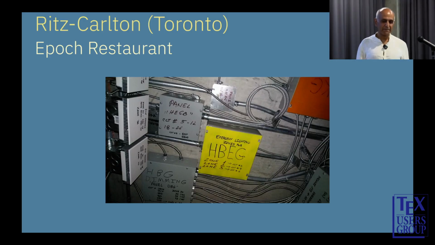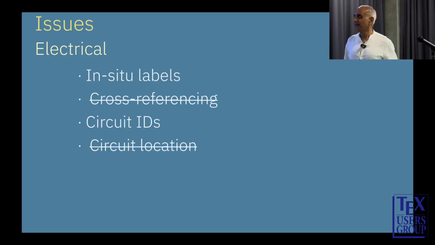Case in point. So this is remarkably well labeled by the electrician. Most electricians will not do this. Unfortunately, it's completely devoid of the information that's needed. Here are some of the problems. Yes, it has in situ labels, but there are 3 different electrical panels in different parts of the restaurant, which means you have to go up and down to try to make sense of it.